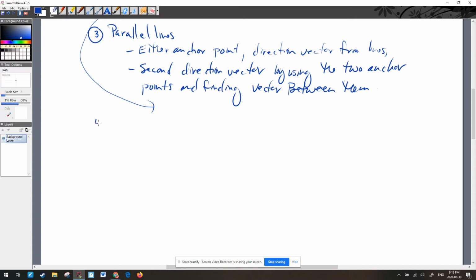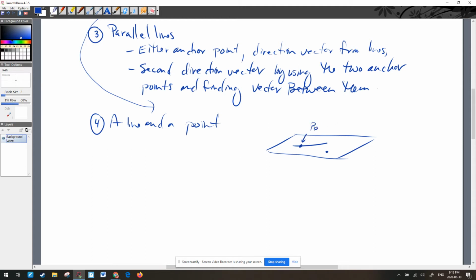And then the fourth case was a line and a point. And we didn't talk about that one, but hopefully, if we think about what that kind of looks like. So here's our line, and here's a point. Our line, there must be some P naught on there, right? So there's a P naught, and it must also have a direction vector, right? So there is a direction vector.